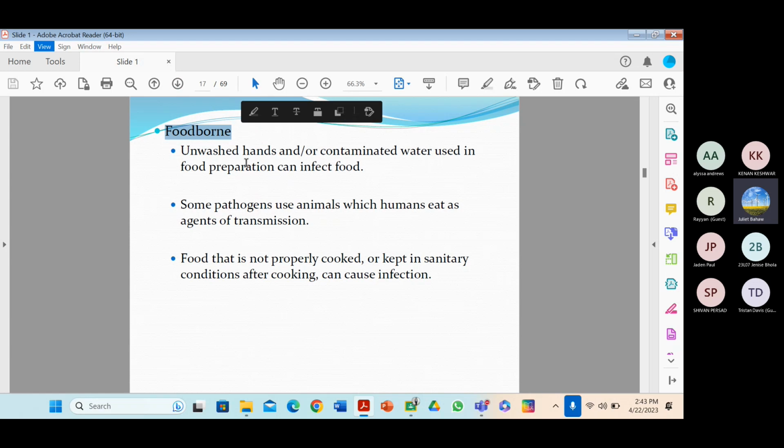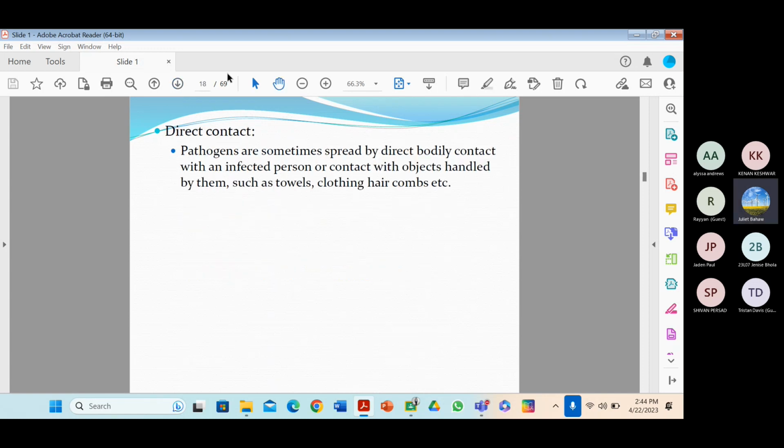Foodborne. Now, a lot of you, sometimes you're buying food from this one, that one, people in the road, sometimes you don't know how the food is prepared. Sometimes some people don't wash their hands. Sometimes they don't cook the food thoroughly, or they don't store it. And what will happen? Some kind of pathogen can enter your body there. So it's very important to be careful where you consume your foods and how you prepare your foods as well.